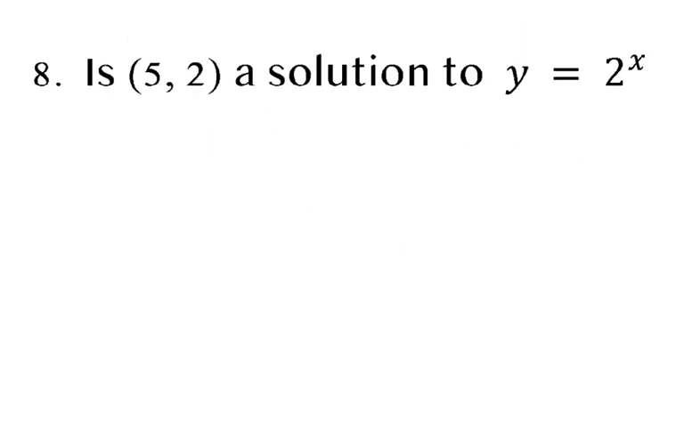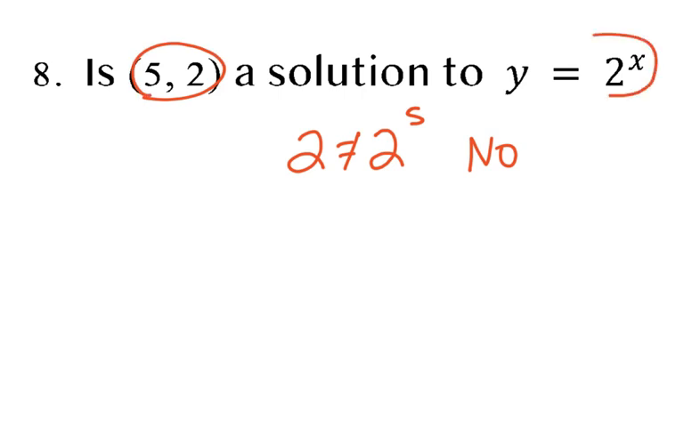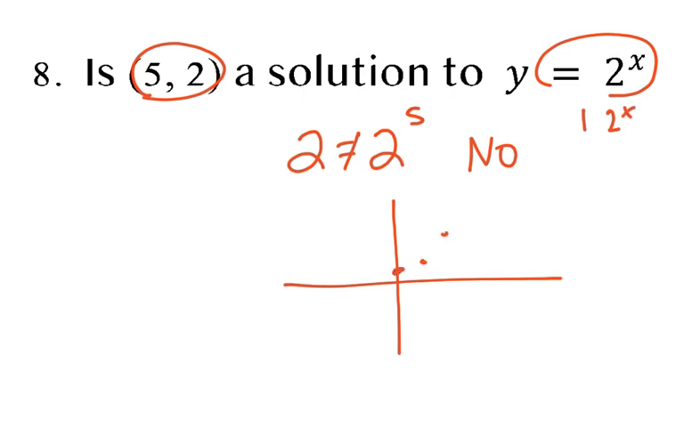So when I go to number 8, is 5, 2 a solution to y equals 2 to the x? I'm going to say is y equal to 2 to the 5th power? And obviously that's not true either. And so that means that this is not on this graph. And if you think about what that graph looks like, y equals 2 to the x, it's 1 times 2 to the x power. So I'm going to start at 1 and I'm going to double. So to 2 and then to 4 and then to 8. And if I think about it, if I go over to 5 and go up 2, that's definitely not on that graph. So that's why it's not a solution.